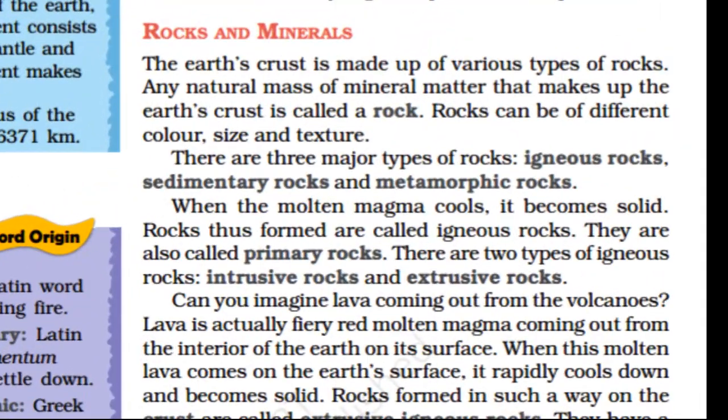Now rocks and minerals. The earth's crust is made up of various types of rocks. Any natural mass of mineral matter that makes up the earth's crust is called a rock. Rocks can be of different colors, sizes and textures. There are three types of rocks: igneous rocks, sedimentary rocks and metamorphic rocks.